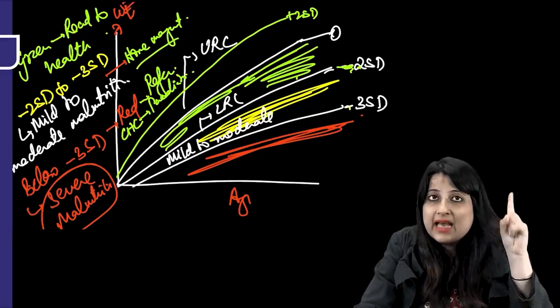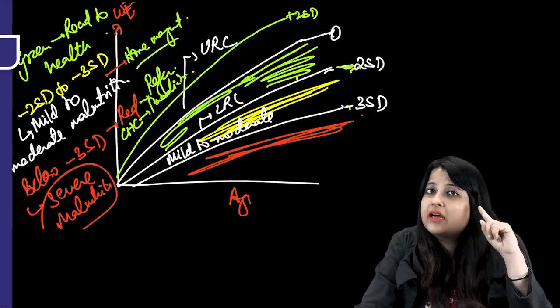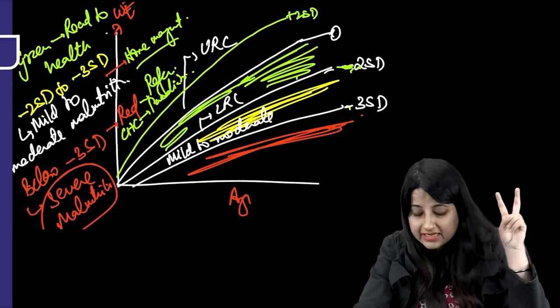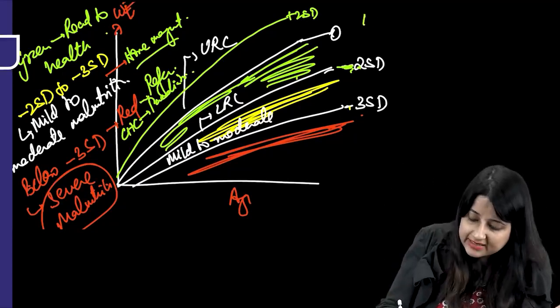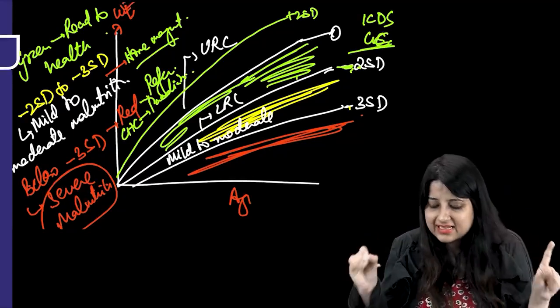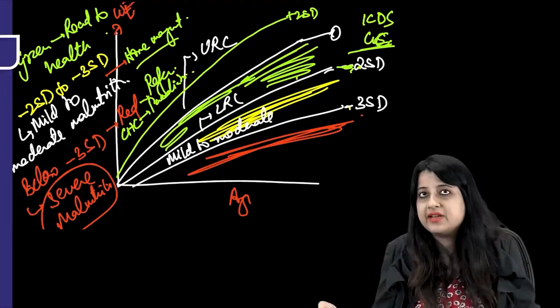In this we are plotting weight for age. It has been adopted for 0 to 5 years. It has been adopted from WHO growth charts. And ICDS growth charts are going to have 3 lines like this. Okay, this is very, very important.